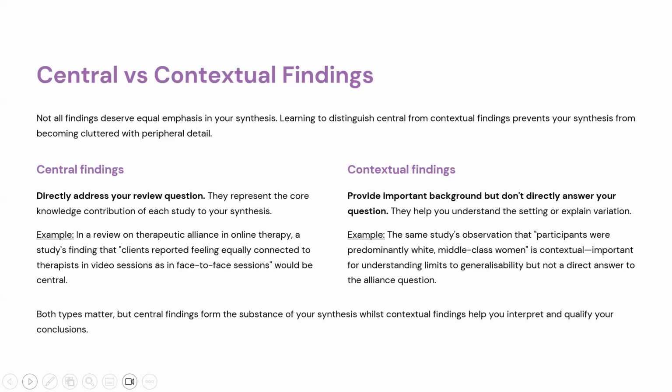So finally, just to underscore that both types matter, central findings form the substance of your synthesis, while contextual findings help you to interpret and qualify your conclusions. And all of this is basically to say, for those of you who have decided what type of approach you want, looking at your central findings based on what your research question is going to go a very, very long way in helping you to determine what type of approach you should or shouldn't take, depending on what you want to be the main focus or the main driver behind your research question, or what you think will support your research question. So what is central for one person may be just peripheral or contextual for another person.